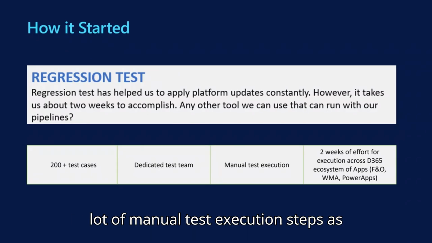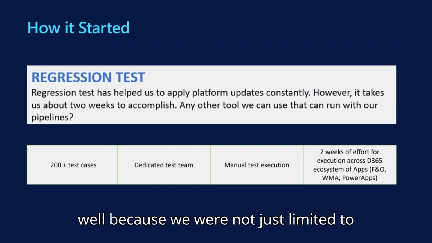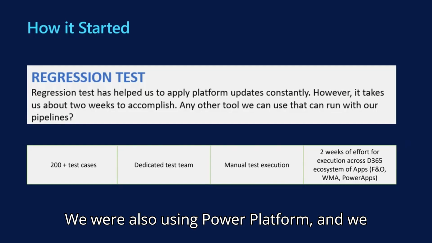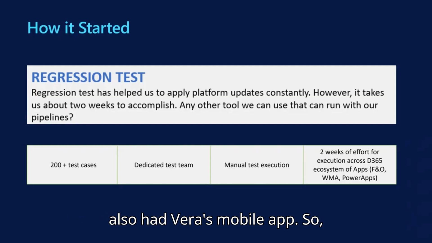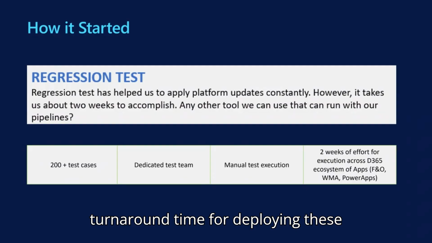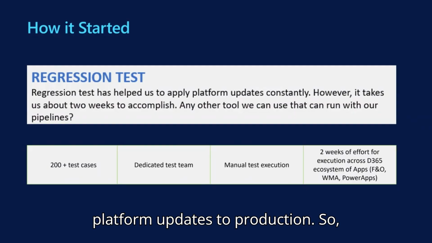This required a lot of manual test execution steps as well, because we were not limited to just D365 finance and operations. We were also using Power Platform, and we also had the Warehouse Mobile app. So, in all, executing all these test cases would take about 2 weeks of manual effort, which reduced our turnaround time for deploying these platform updates to production.